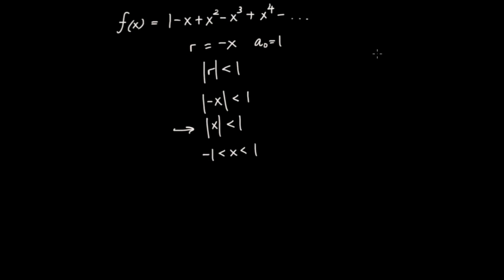Now, let me draw this out, since the pictures are going to become a little bit important. So suppose this is the number line. I'm going to mark 0 right there. I'm going to mark 1 right there, and minus 1 over here.